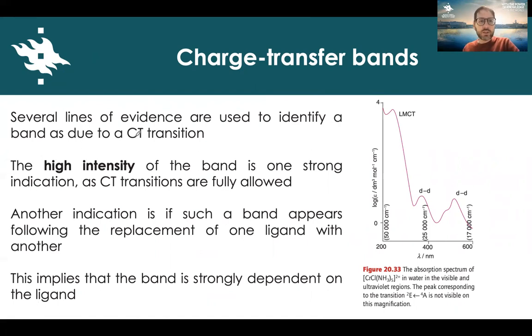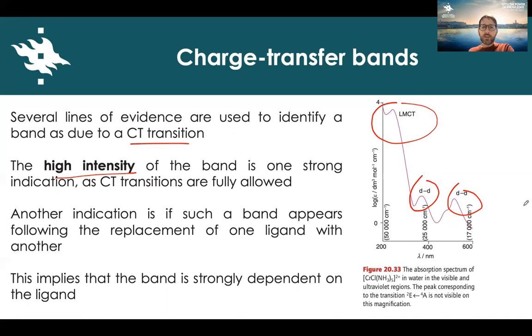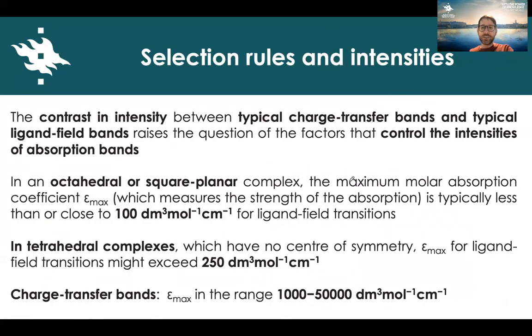So there are several pieces of evidence that can be used to identify a band as a charge transfer transition. The first one is the high intensity, so it has much more intensity relative to transitions between the d orbitals of the metal, which are often named d-d transitions. Another indication is that this band changes if we replace the ligand, as these bands are strongly dependent on the nature of the ligand.